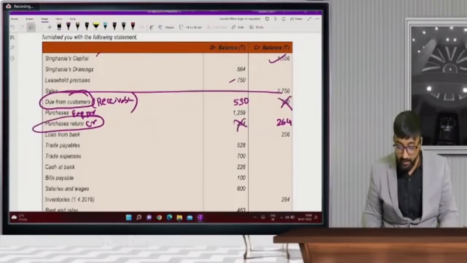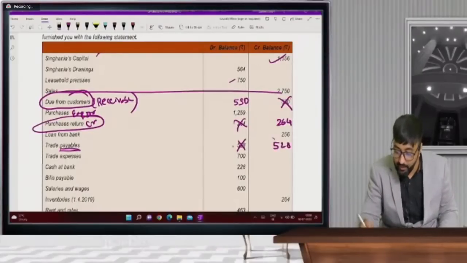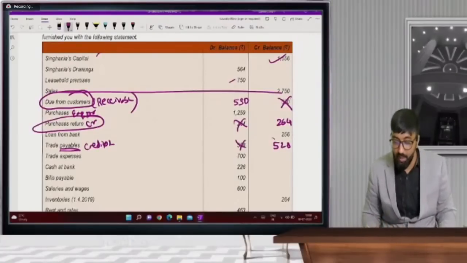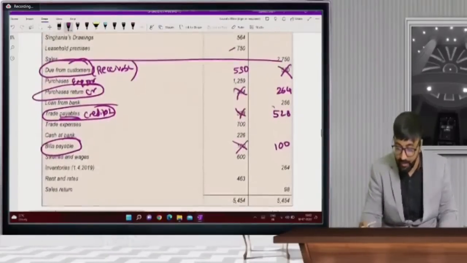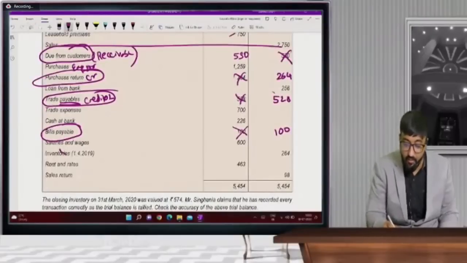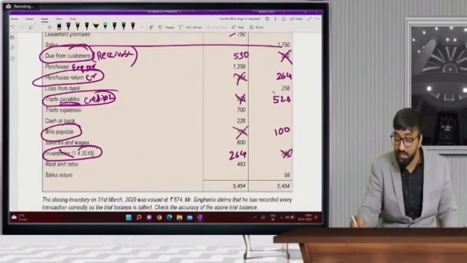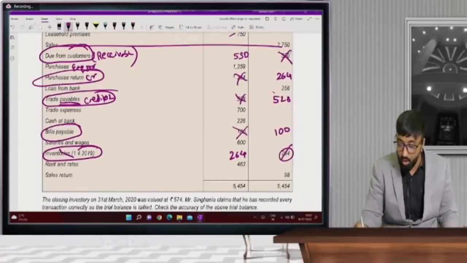Loan from bank correct. Trade payables are a liability, 528, creditor, credit balance, wrong. Expenses correct. Cash at bank correct. Bills payable is wrong. It is payable, credit balance 100. Salary and wages correct. Inventory is wrong. Debit balance, opening stock. Stock is our asset, and an asset has a debit balance. Rent and rates. Sales return wrong.